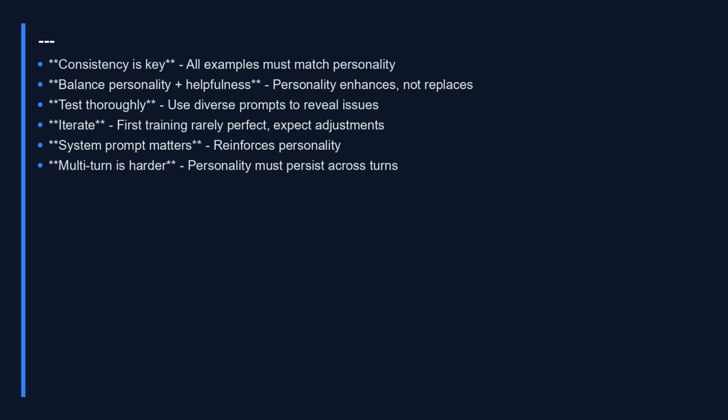Expect to iterate. Your first training run will show you what to fix, not produce a finished model. The system prompt matters. It reinforces the persona at inference time, not just during training. And multi-turn is harder than single-turn. Personality must persist across a full conversation, which requires multi-turn examples in your training data.